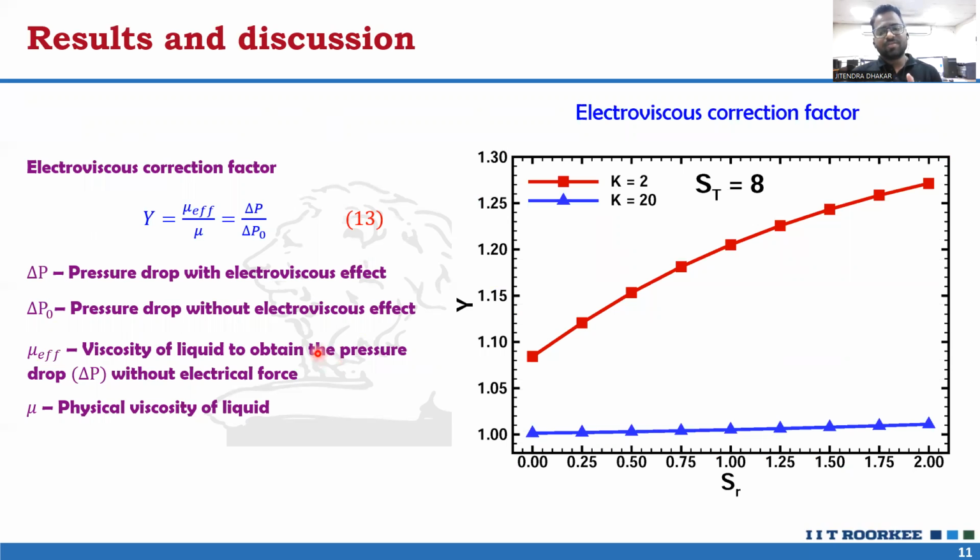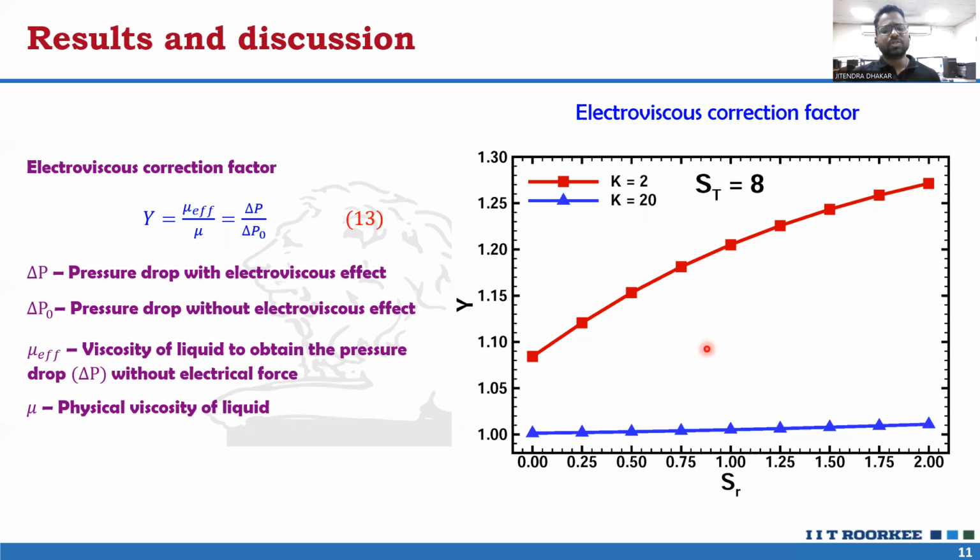Okay. So now electroviscous effect is measured in terms of electroviscous correction factor, and electroviscous correction factor is defined as the ratio of effective viscosity to the physical viscosity or the pressure drop with electroviscous effect and without electroviscous effect. Where the effective viscosity is the viscosity of the liquid to obtain the pressure drop without electrical force. That relation holds good for a steady low Reynolds number flow when the non-linear advection term in the momentum equation is negligibly small. Here we can see the electroviscous correction factor variation with SR at ST equal to 8 and K equal to 2 and 20.